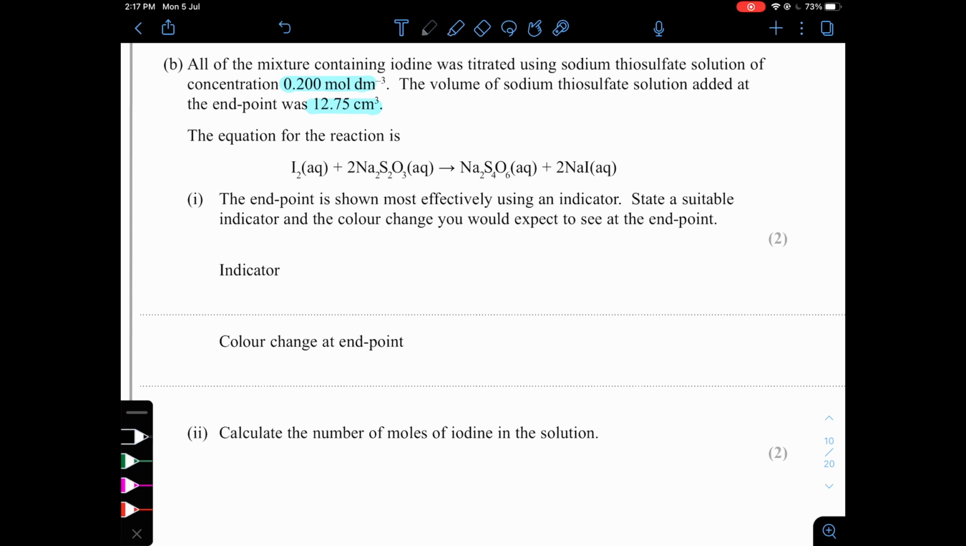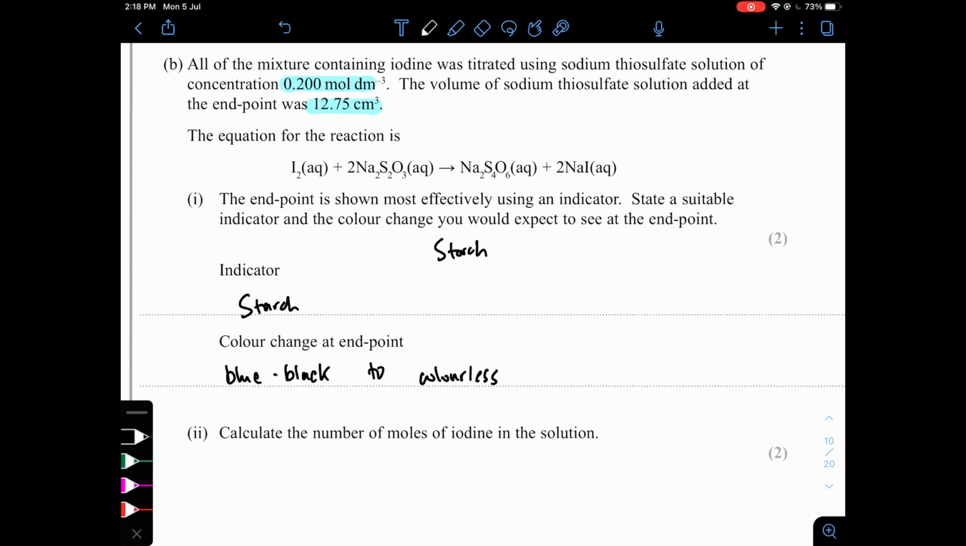For iodine, the easiest indicator is starch. And what does it turn? It turns from blue black to colorless.